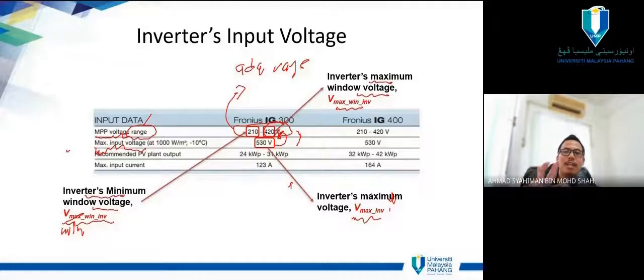So kita ada tiga nilai kat sini. The critical ones are the range, which is the inverter minimum window voltage and the inverter's maximum window voltage. Then the other one is the maximum inverter voltage tadi, Vmax inverter. So ni ada tiga tempat. I'm not going to touch on the current yet. Itu nanti. Sekarang kita cerita pasal voltage dulu. We focus on the voltage.